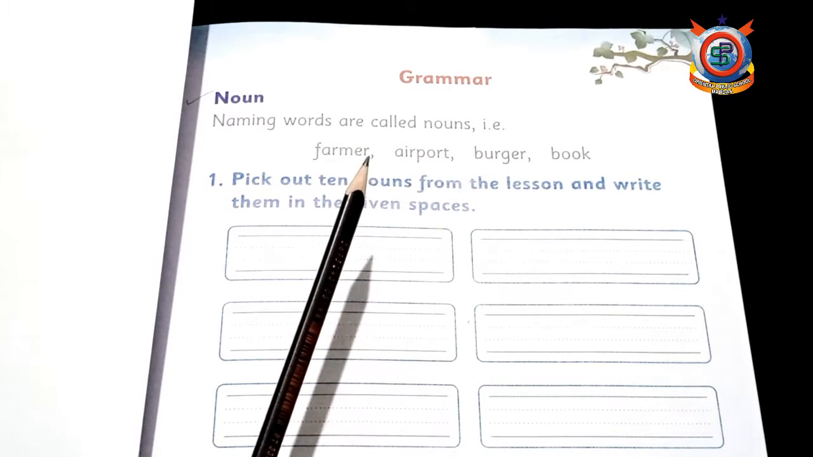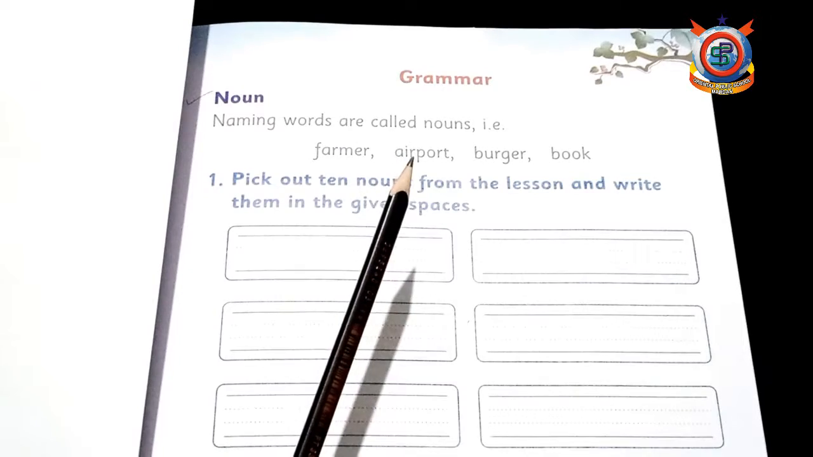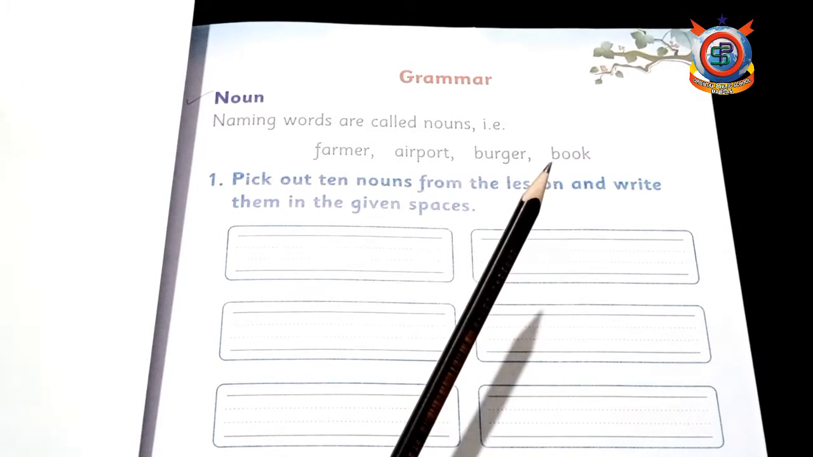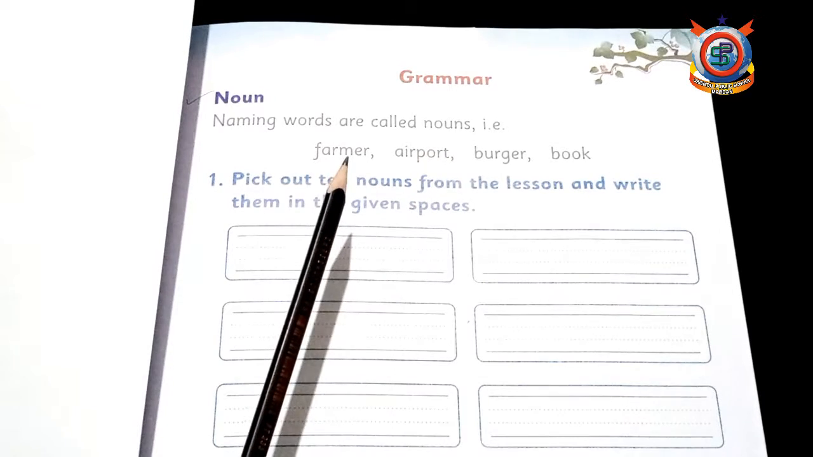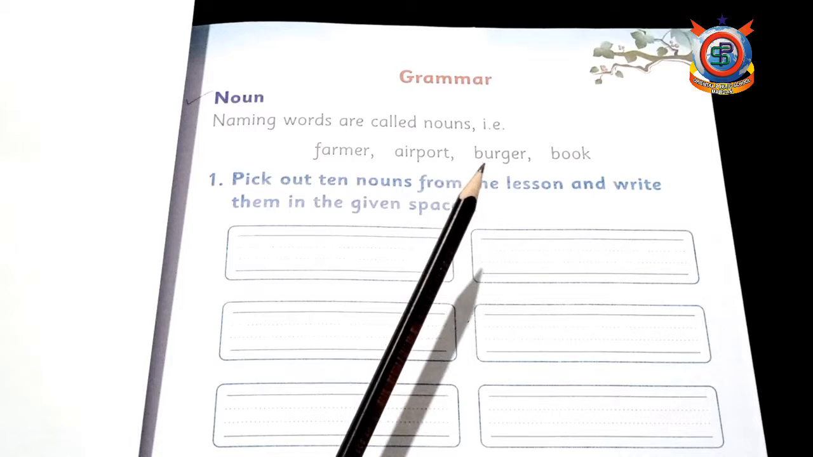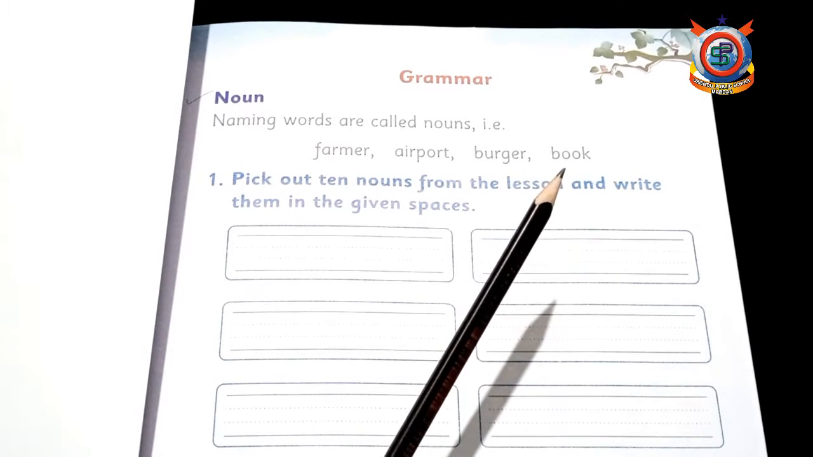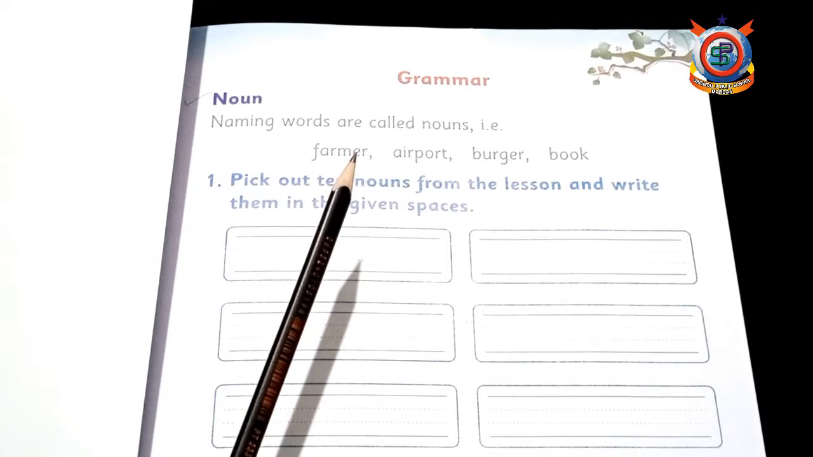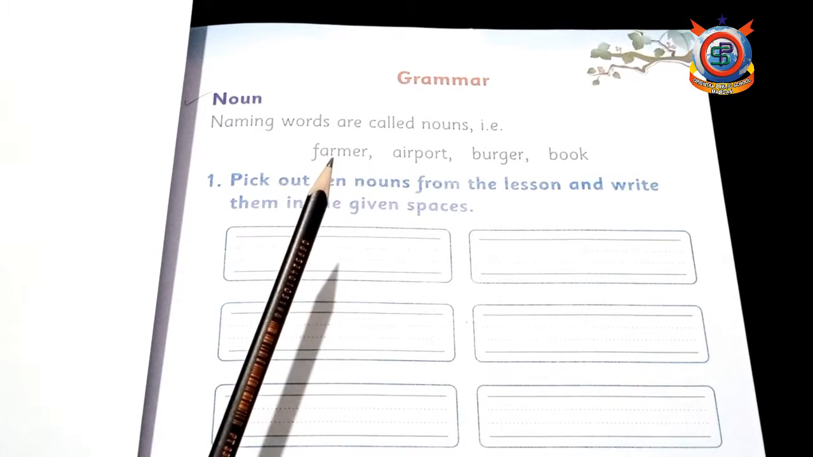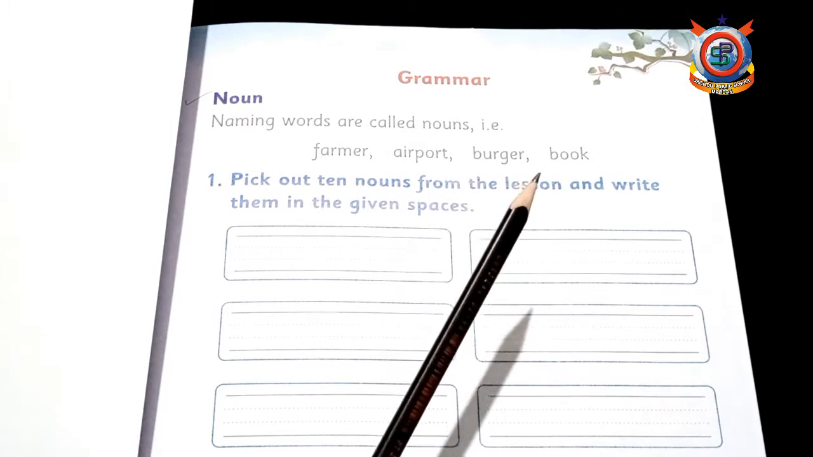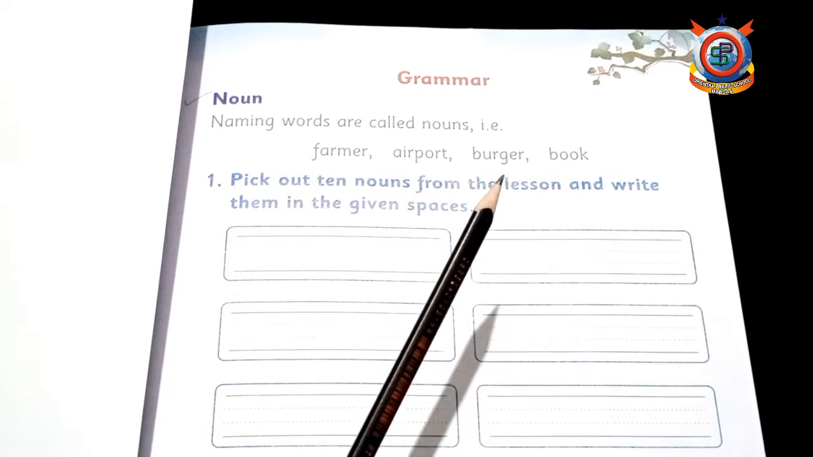For example, farmer, airport, burger, book. Farmer, airport, burger, book. Okay, students, let's read again. Farmer, airport, burger, book. Very good, students.